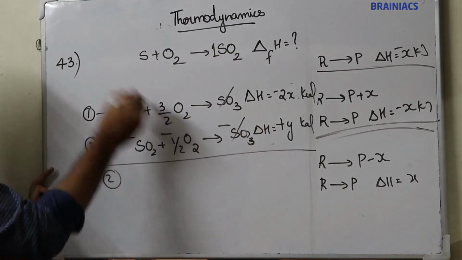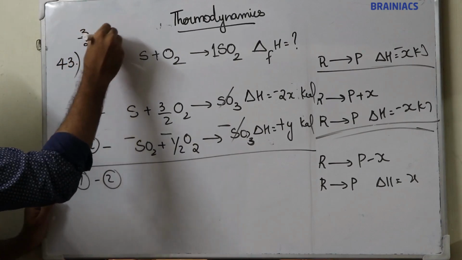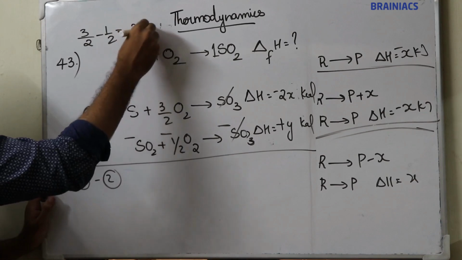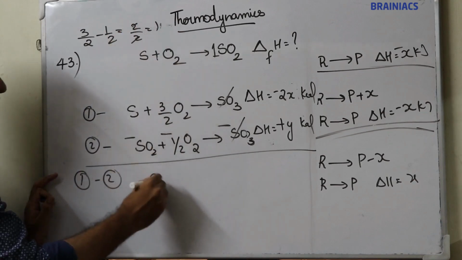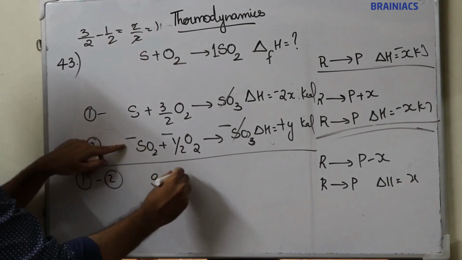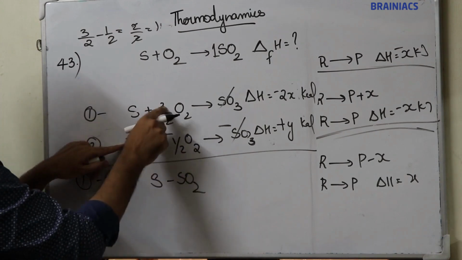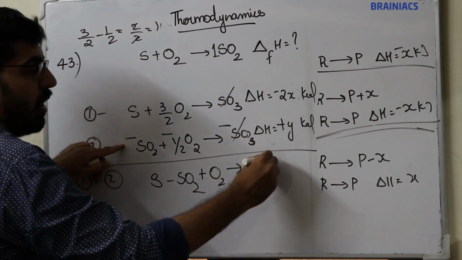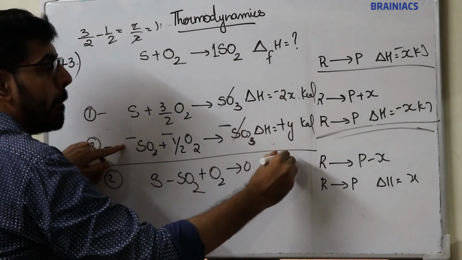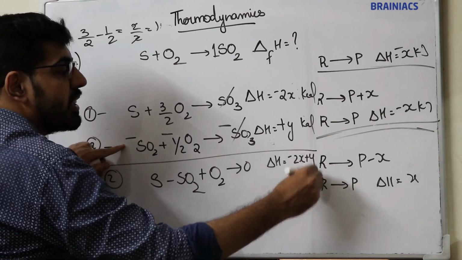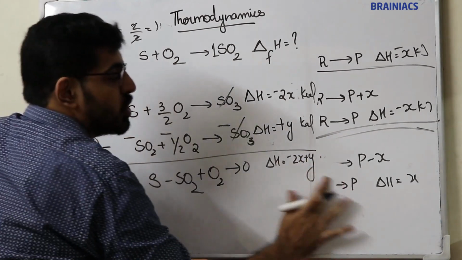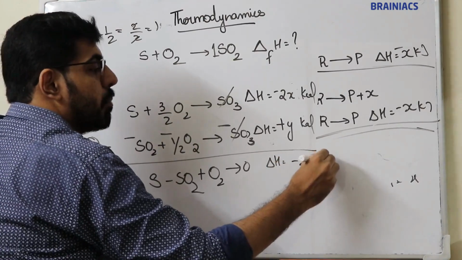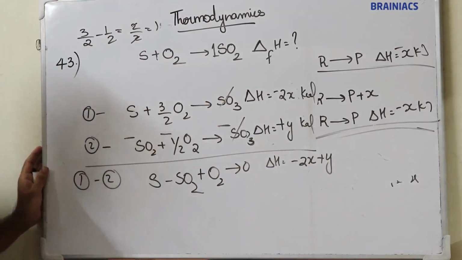Remaining 3 by 2 O2 minus 1 by 2, which is 2 by 2, equal to 1. So yes, minus SO2, 3 by 2 minus 1 by 2, O2 giving 0, delta H is equal to minus 2x plus y. Right? Minus 2x plus y.